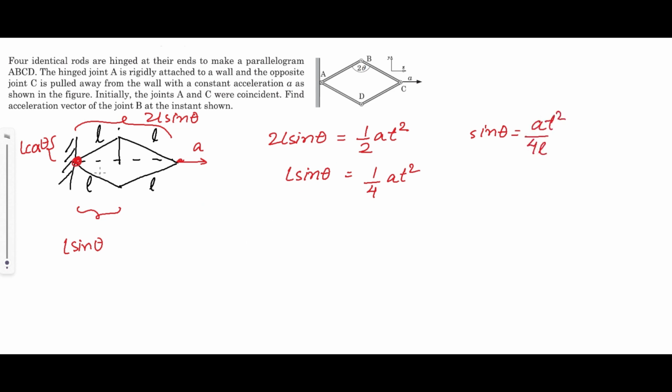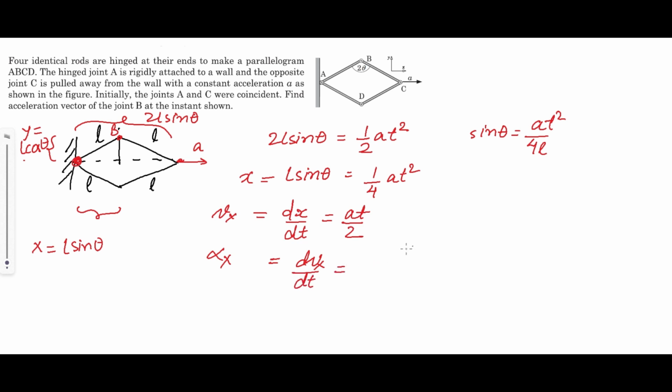Now we can also say for the point B that the x coordinate is equal to L sine theta and the y coordinate is equal to L cos theta. So this is x, then our velocity in the x direction for the point B, that is Vx, must be dx upon dt, that's equal to at by 2, and hence alpha x must be dVx upon dt, that is equal to a upon 2. So this is our first relation: alpha x equals a upon 2.